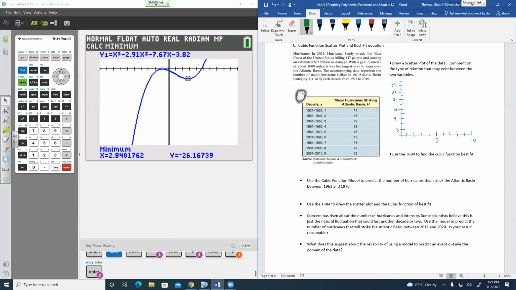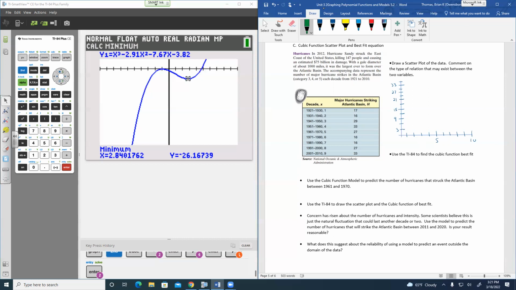So from 1921 to 1930, in that decade, there were 17 hurricanes reported. They're just going to use 1 to represent that decade. 1931 to 1940, we're going to use the 2 for that decade, and 16 hurricanes were reported. So we kind of get the idea of our information here. Notice how it starts, goes up, peaks out, goes back down if I'm looking at the Y values, and then goes back up again. So it looks like it's got 2 turns in the data. It goes up to 33, turns back down, and then it's increasing again.